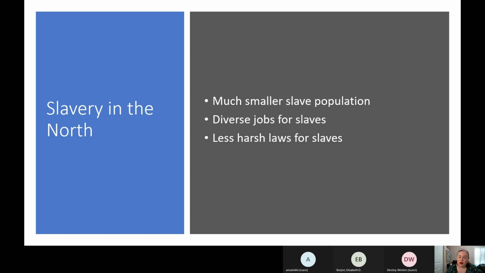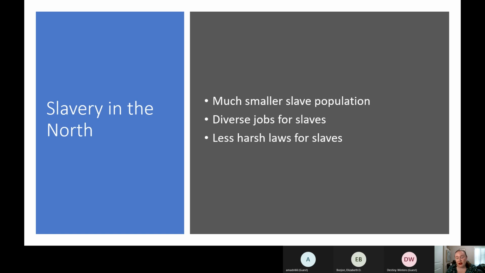Laws regarding slaves were also much more relaxed in the North than in the South. Slave marriages were recognized legally. There were some rules as to things you could not do to your slave, like abuse. So if you were an enslaved person in the North, you could actually sue your master for mistreatment. They did allow enslaved people the right to pass things down to their children, so inheritance.